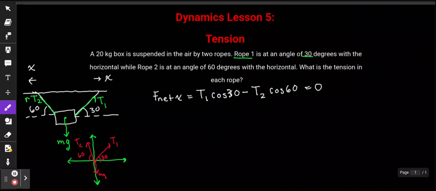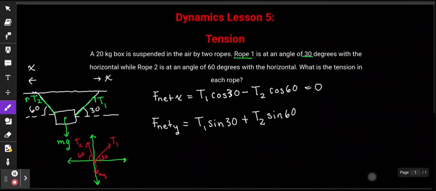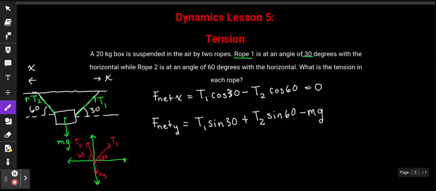So now that we have our F net X, let's write out our F net Y. F net Y is equal to T1 sine of 30, because that is the Y component of tension 1, plus tension 2 times sine of 60, because that is the Y component of tension 2, minus mg. And this is also equal to 0 because our box isn't flying upwards or downwards. So for both of these equations, I'm taking up as positive and right as positive. So just keep that in mind.